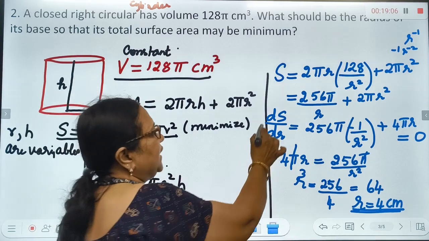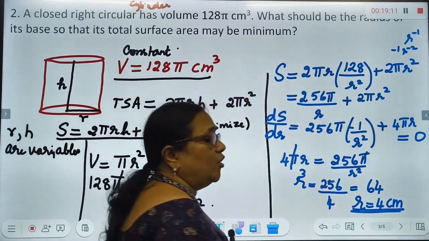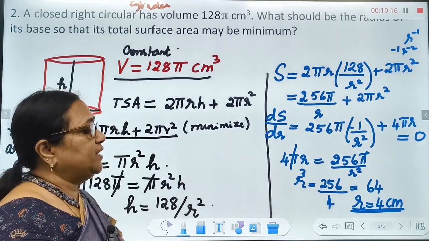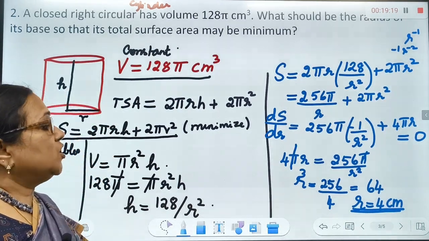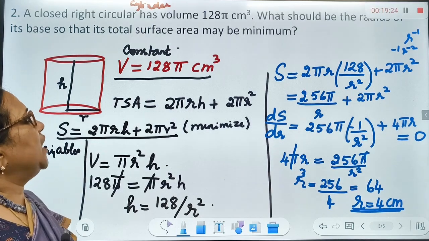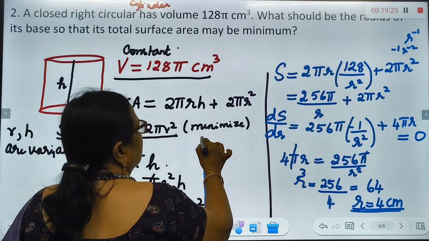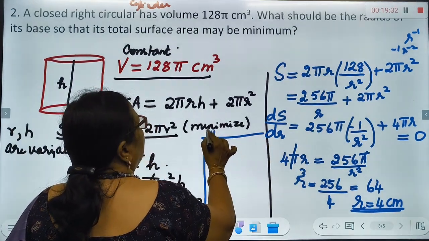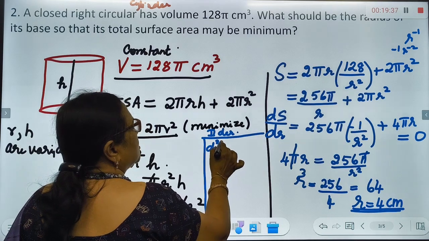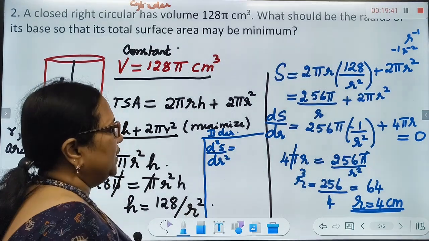So to find the critical point, we equated dS by dr to 0, from which we have found that r equal to 4 gives you the critical point, that is dS by dr equal to 0. So at r equal to 4, we speculate that the surface area may be minimum. So how do we justify it? The second derivative test. Second derivative. So this is dS by dr. So what is d square S by dr square?